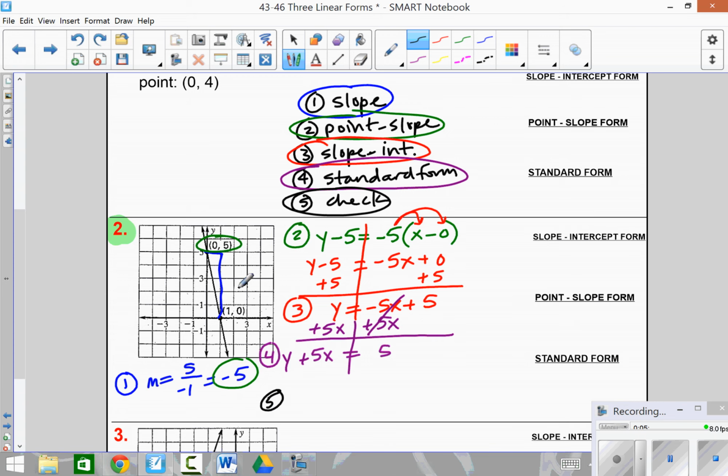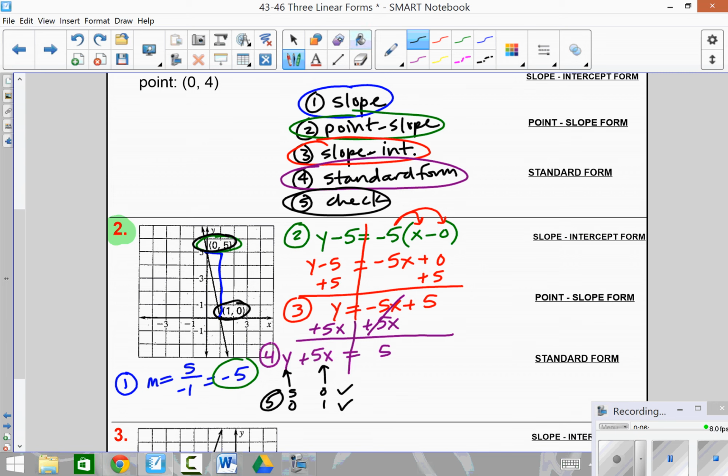Okay, if I check my 2 ordered pairs that came from my graph into my standard form, in the end, they should all work. So if I check the point 0, 5, if I put in a 0 for the x and a 5 for the y, it should equal 5. 5 plus 5 times 0, so 5 times 0 is 0. 0 plus 5 does equal 5. So that one checks. Let's check 1, 0. So if I put a 1 in for the x, a 0 in for the y, 5 times 1 is 5, and 5 plus this 0 does equal 5. So both of these ordered pairs check.